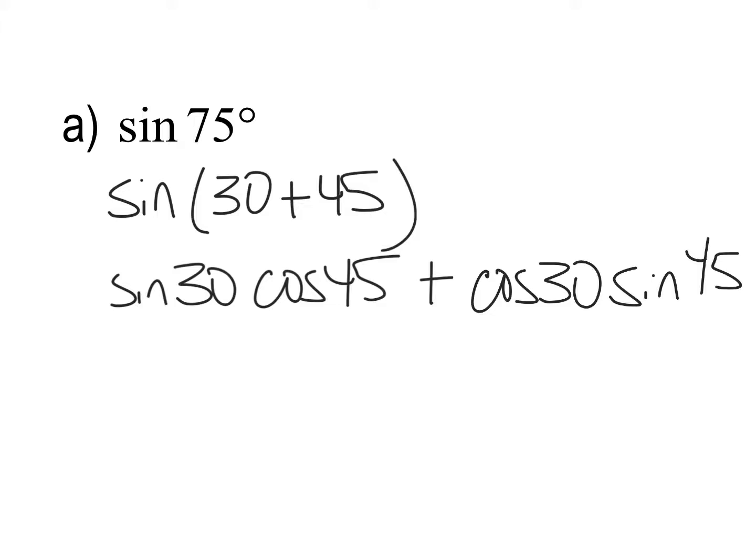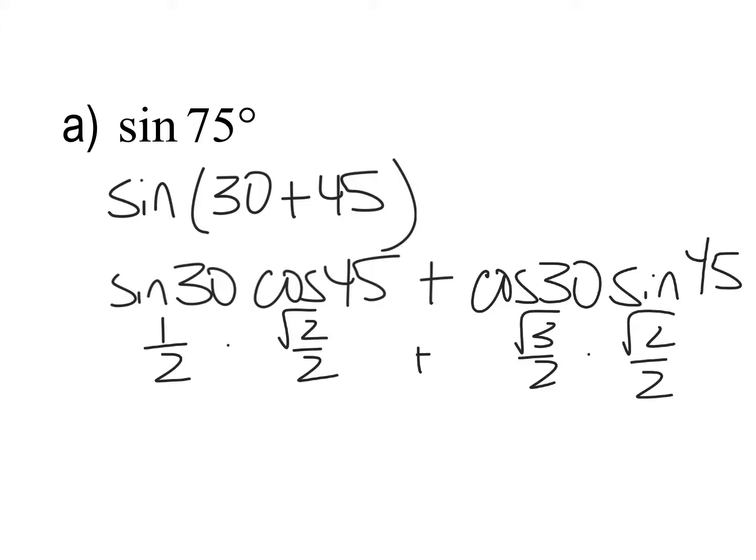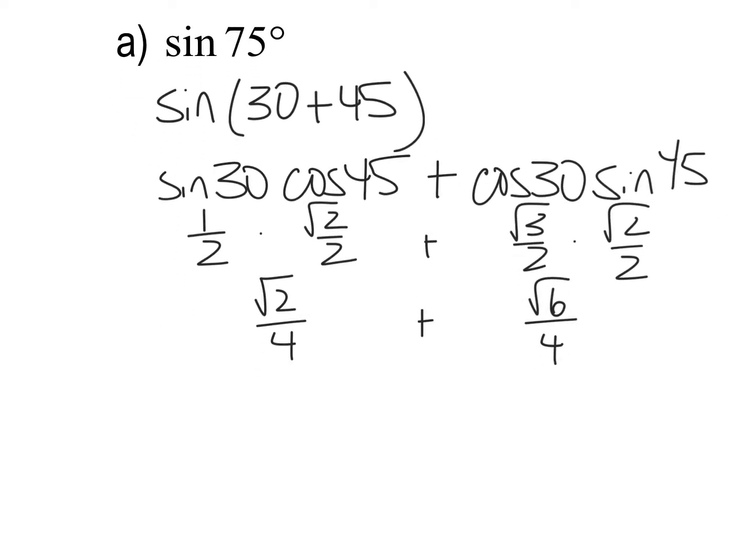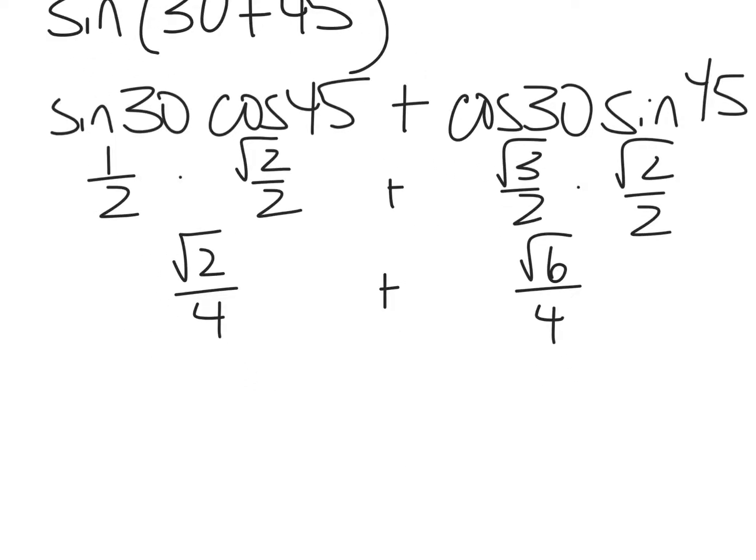And here, again, these are just unit circle problems. So for 30 degrees, remember the sine is 1/2. For 45 degrees, the cosine is radical 2 over 2. Cosine of 30 degrees is radical 3 over 2, and sine of 45 is radical 2 over 2. So just the same way that we did the cosine formulas, I'm just going to multiply straight across. This is radical 2 over 4, plus this is radical 6 over 4. And since they have the same denominator, you can write them as one fraction: radical 2 plus radical 6 over 4.